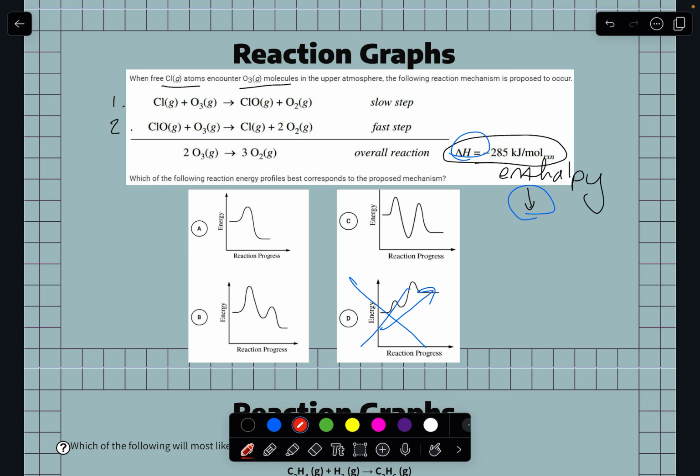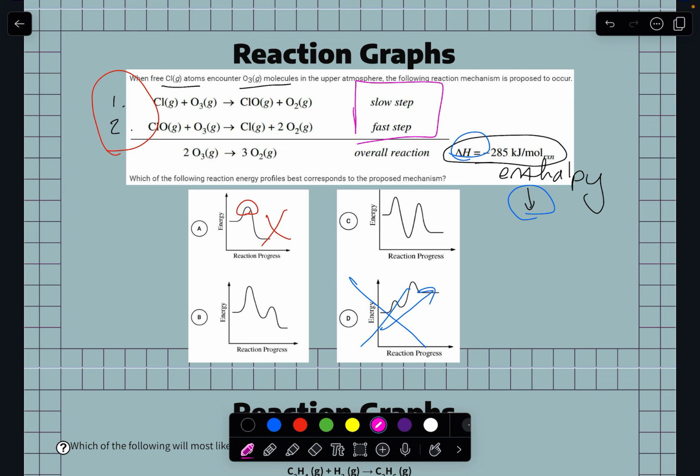Okay. The second thing we're going to look at is we said we have 2 steps. So we should have 2 peaks. A only has 1 peak, so that's not going to be the correct answer. So we're down between B and C. This is going to be based on the slow or the fast step. So step 1 should be the slow step. Step 2 should be the fast step.